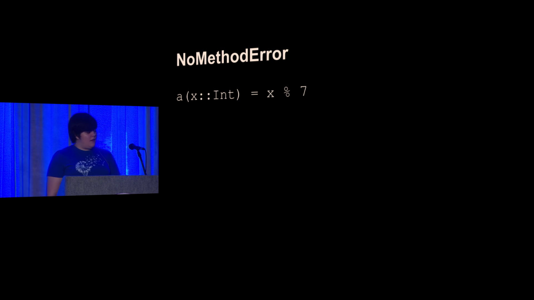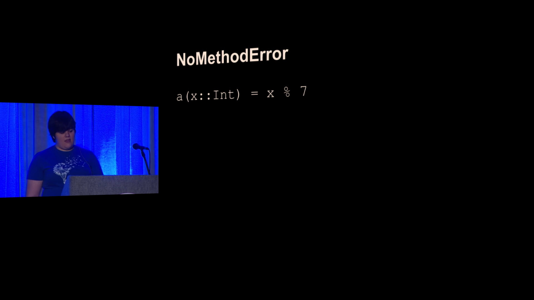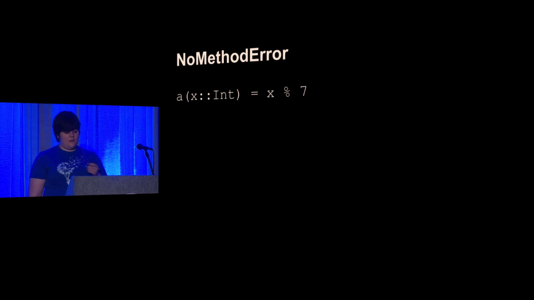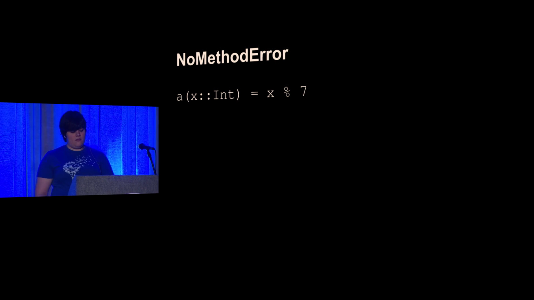So this is another way of writing functions in Julia. This is a one-line function. So another function A takes x. X is going to be an int, and I'm going to mod x by 7. Pretty simple function. This one's totally equal.